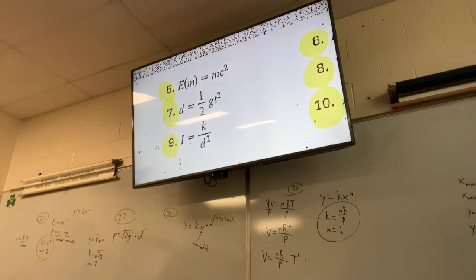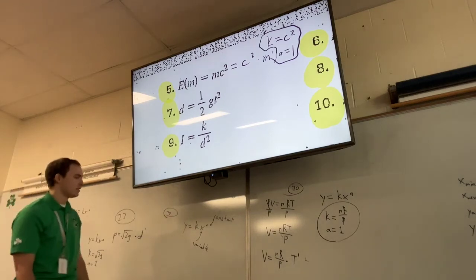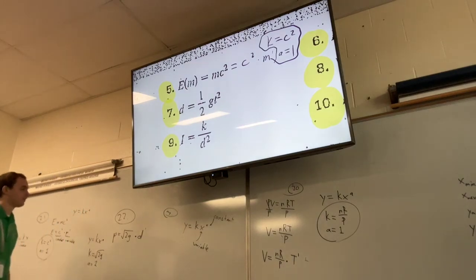Okay, number 5. Is this a power function? Let's rewrite it as c squared times m, okay? This is identical to one of the other problems. Yes, it's a power function. My k is c squared. My a is 1. Okay, so this is of the form variable: my variable e equals a constant times my other variable, and my other variable is an m to the 1.